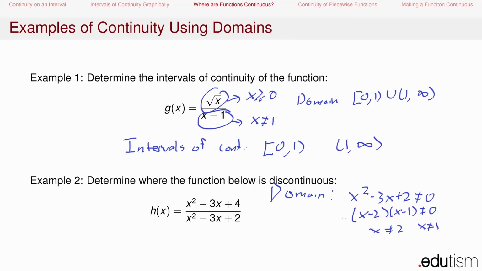So 2 and 1 are the two holes in the domain, which means this function is going to be discontinuous at x equals 2 and at x equals 1. The holes in the domain give you the discontinuities of the function.